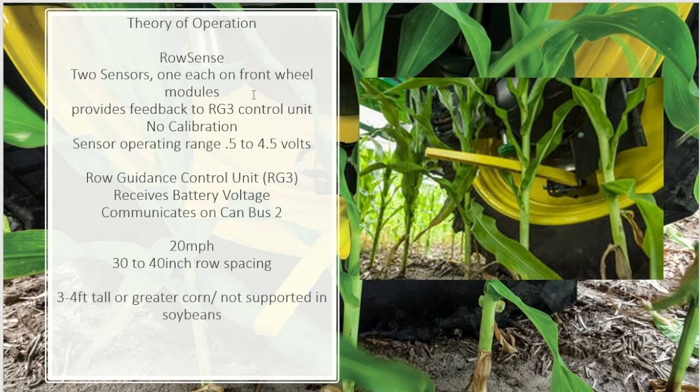It is a row guidance control unit, receives battery voltage, communicates on the CAN bus 2, supported up to 20 mile an hour. It's good up to 30 to 40 inch row spacing, and recommend 3 feet or taller corn, and it is not supported on soybeans. It'll just rip them out of the ground.